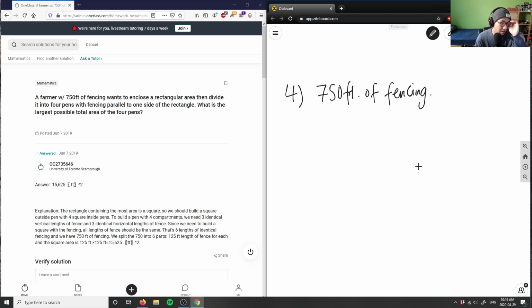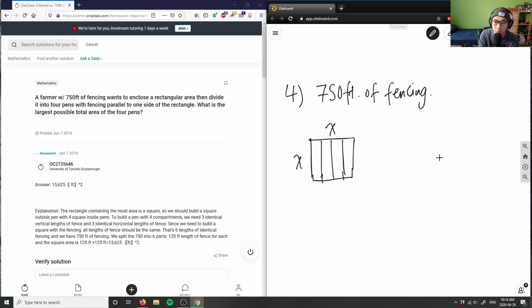So again, if we're talking about area here, we want to maximize the side lengths of our enclosed quadrilateral. So instead of a rectangle, what we're going to do is make a square. So basically all of our 4 sides here are equal. So this would be x here, and it's x here, right? And we have, again, 750 feet of fencing. I would have to have kind of a square here. And it says I have to divide it into 4 pens with fencing parallel to one side of the rectangle. So it means that I'm going to have to split it up either this way. So I'm going to divide it up into four pens, right?